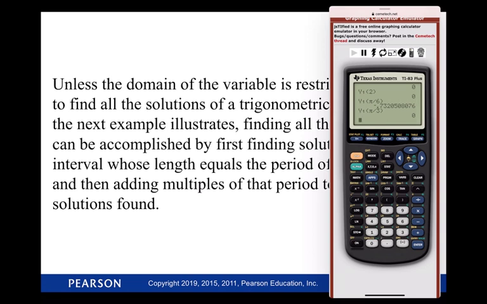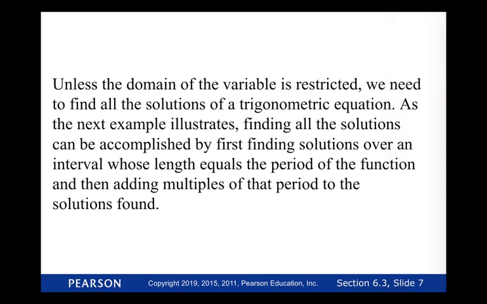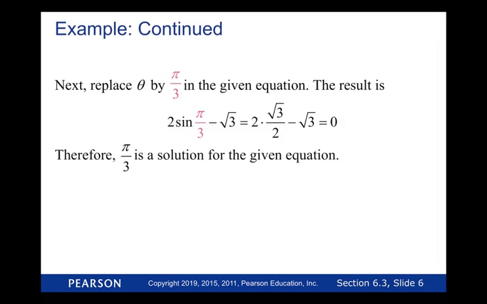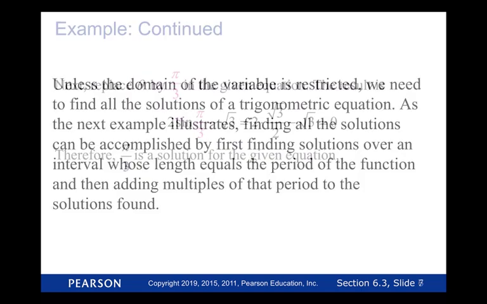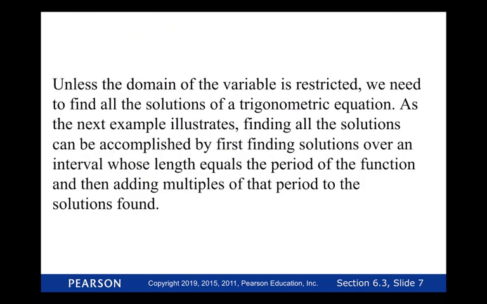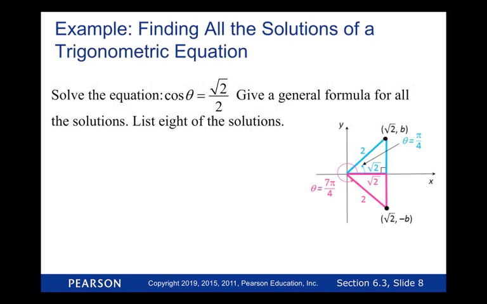Okay, so we saw those two. Unless the domain of the variable is restricted, we need to find all solutions of trig equations. As the next example illustrates, finding all solutions can be accomplished by first finding solutions over an interval whose length equals the period of the function, then adding multiples of that period to the found solution. Let's see this in action. We're asked to solve the equation cosine of theta equals square root of 2 over 2. Give a general formula for all the solutions, and then list 8 of the solutions.